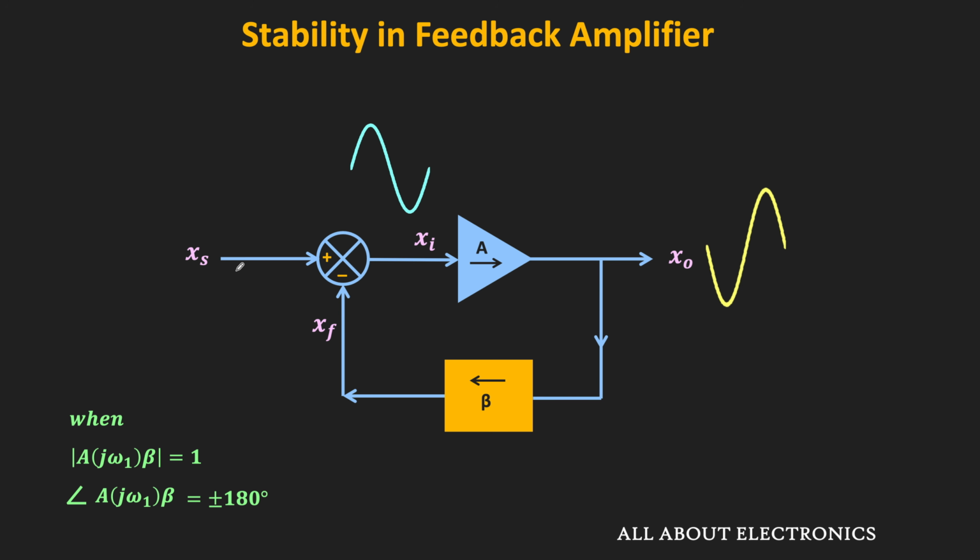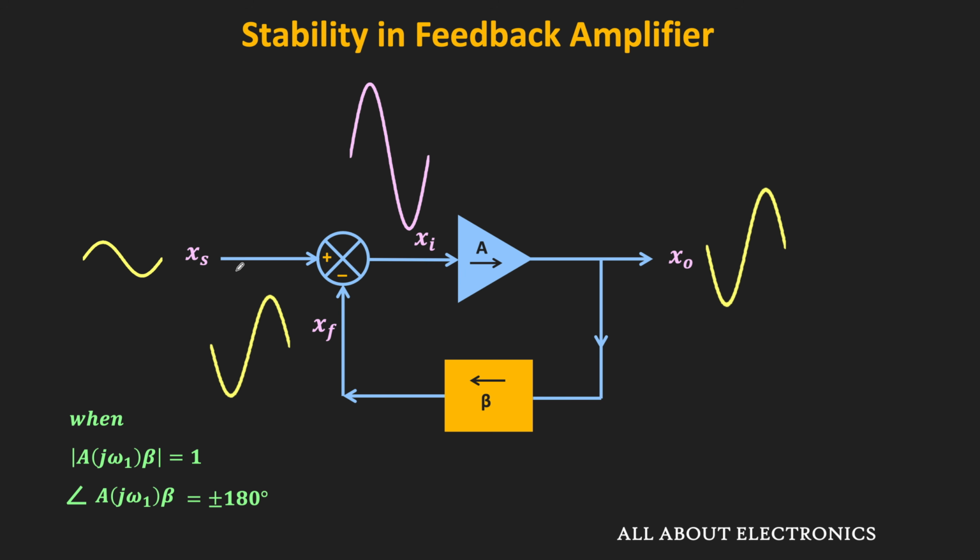And once again, since A beta is equal to 1, the feedback signal coming back to the input side will have the same amplitude as Xi. But this signal is 180 degree phase shifted. So once again, this feedback signal will get subtracted from the source signal. And due to that, now the amplitude of the input signal Xi will further increase.